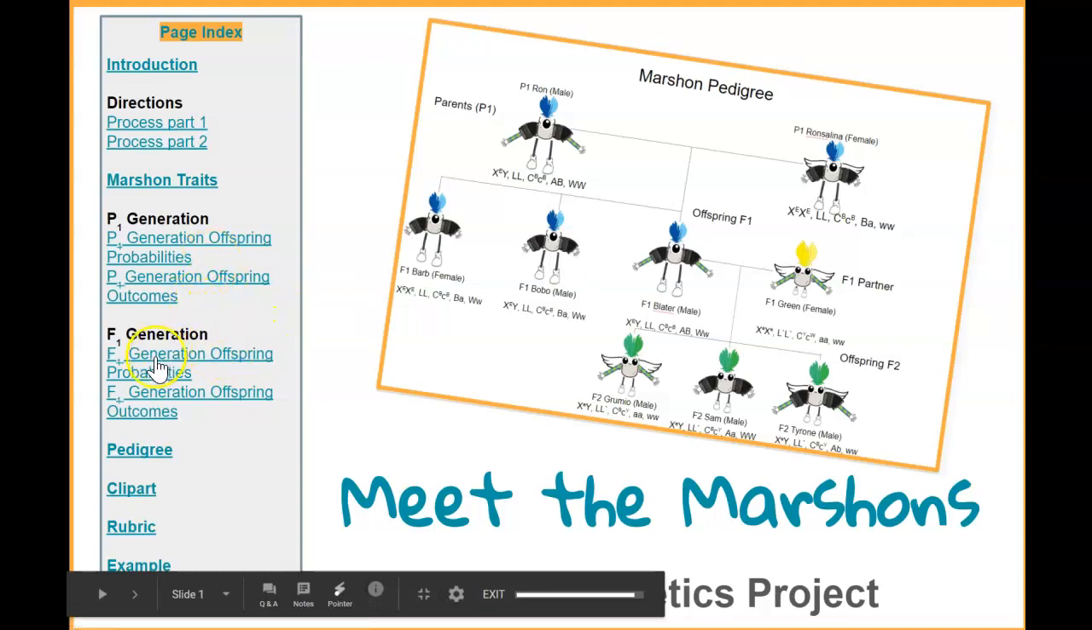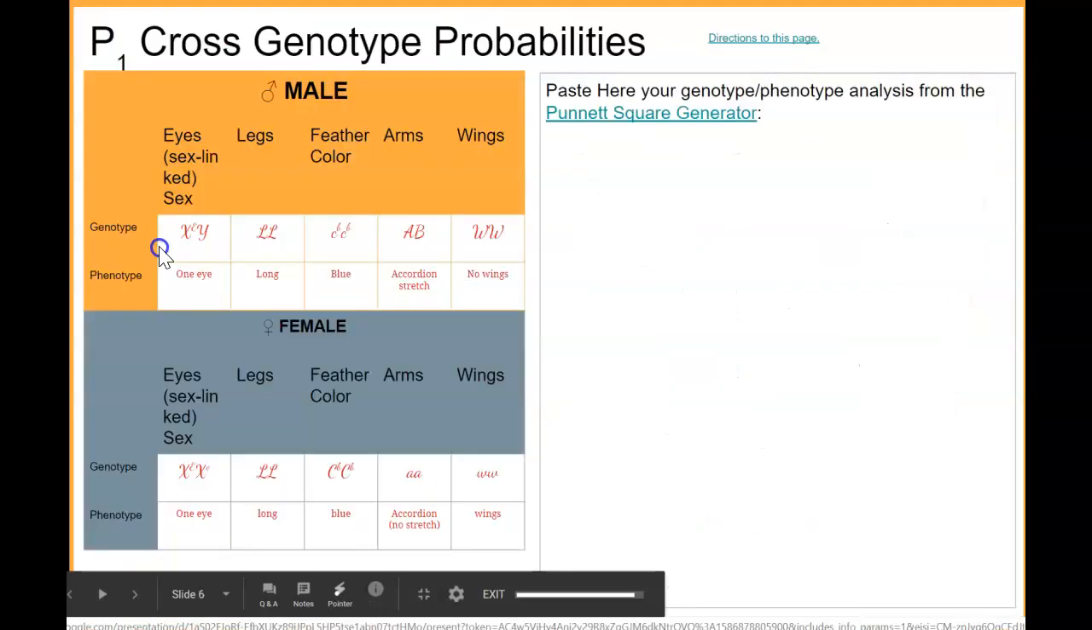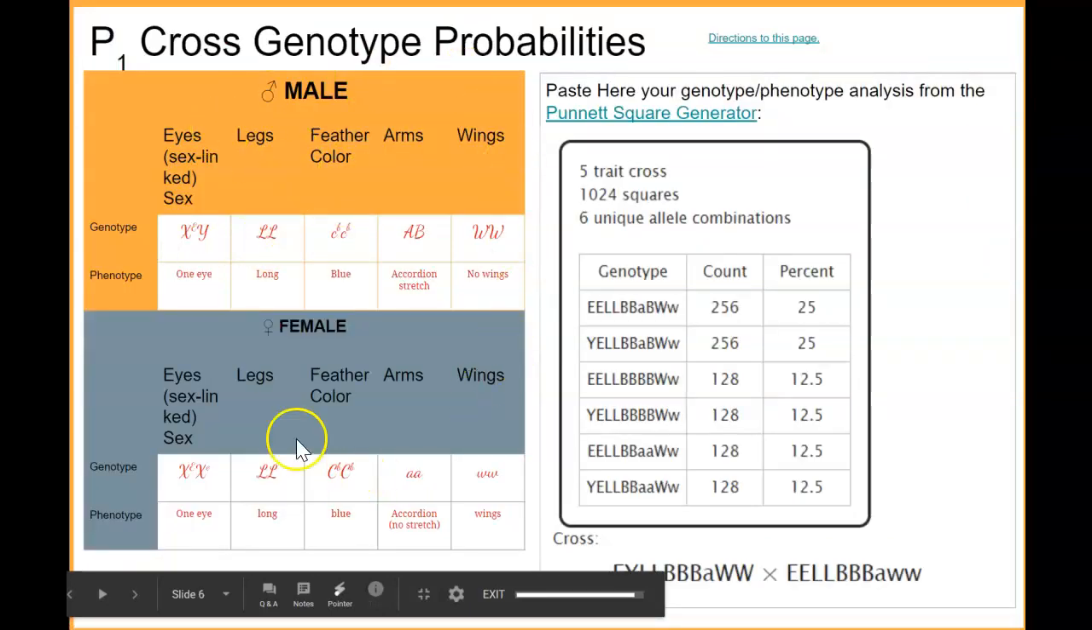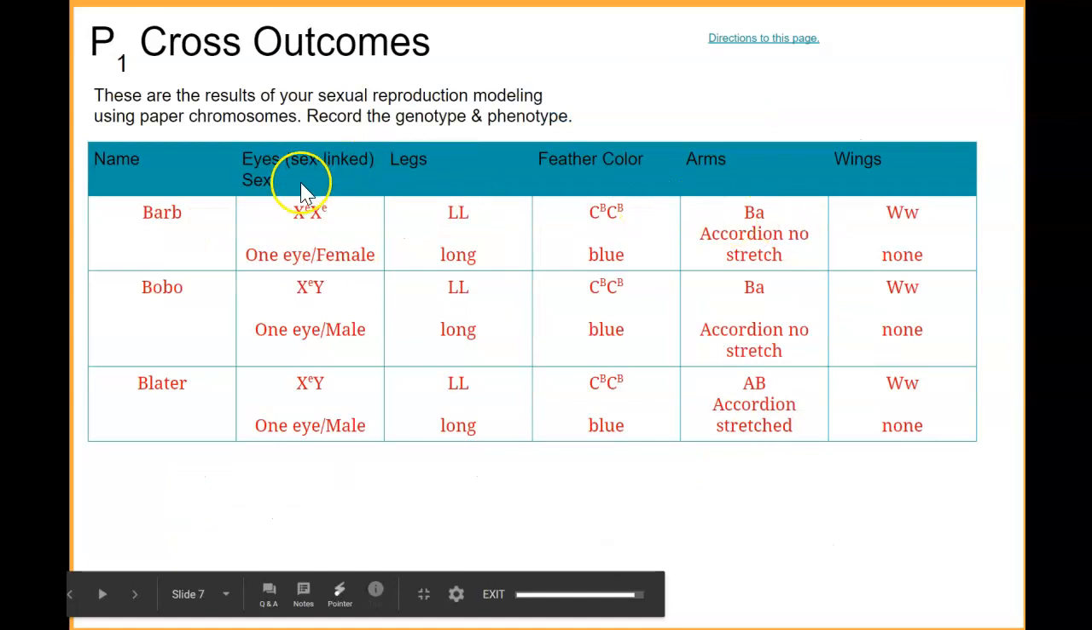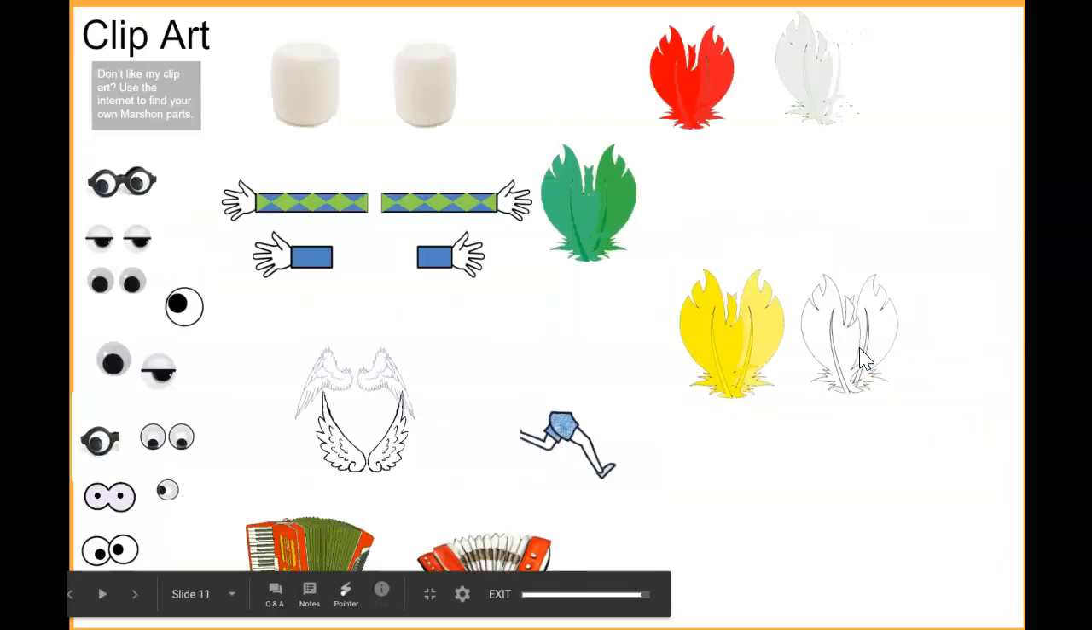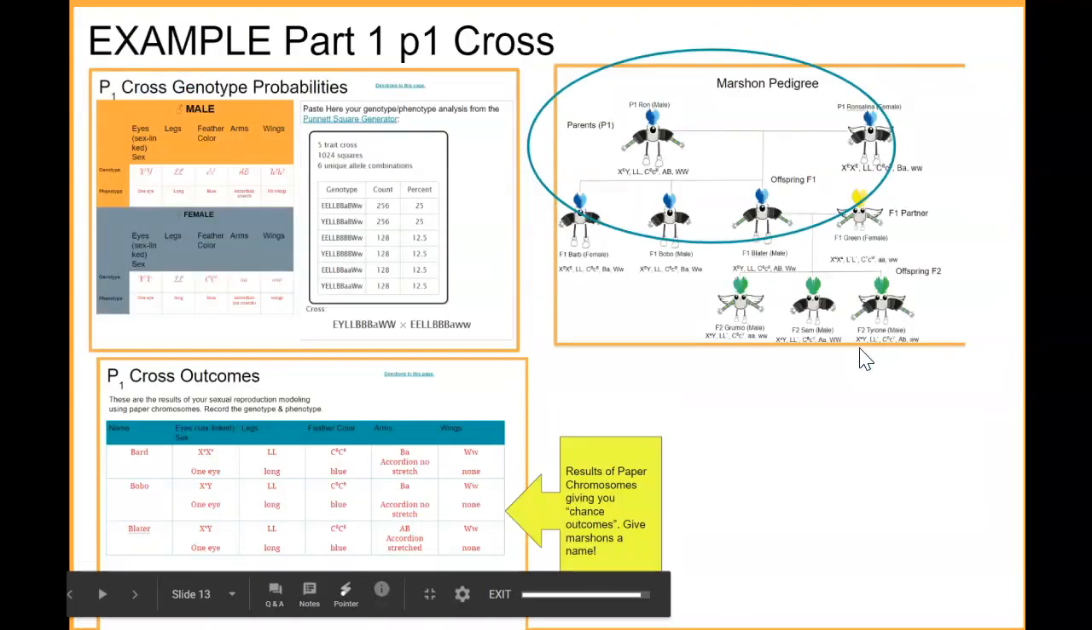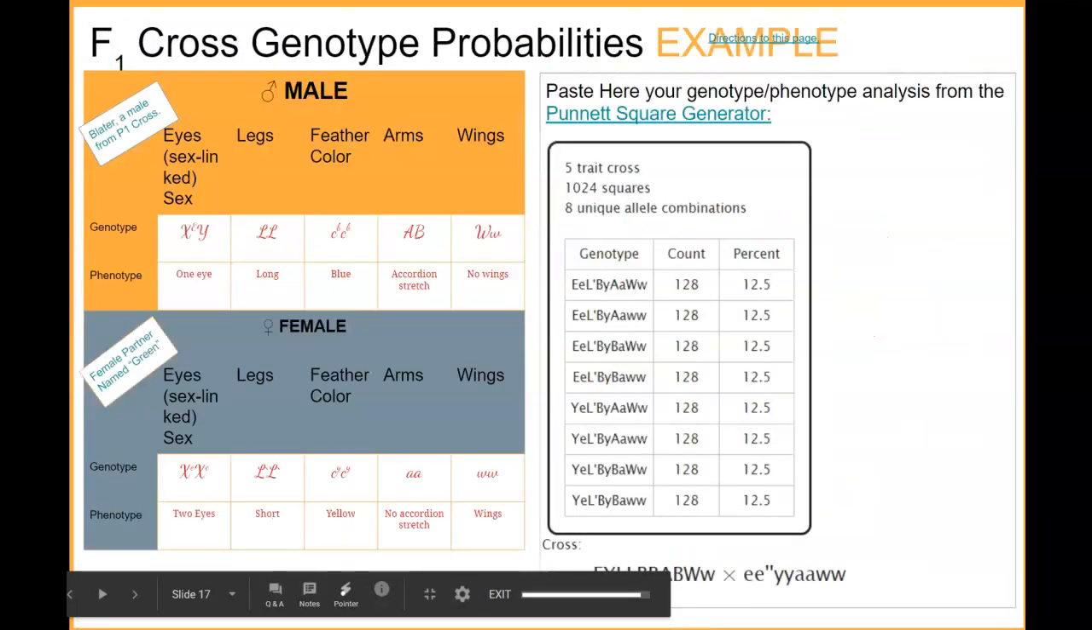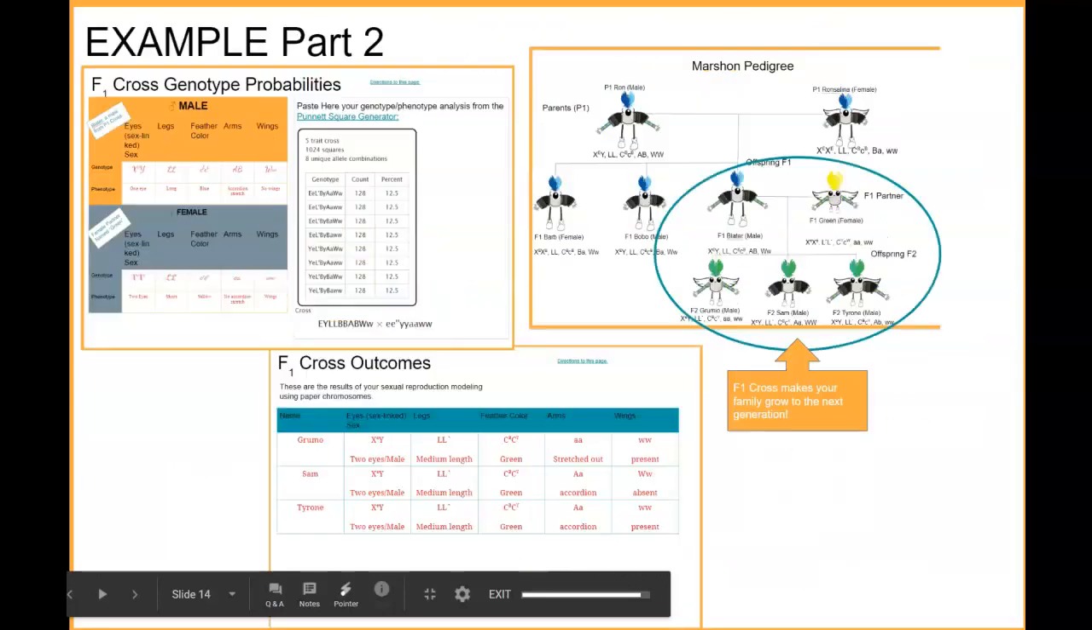And looking at the details, I have some samples already in here, but basically you're going to be figuring out genotype probabilities and typing out that information and getting information from a website, and then figuring out actual results, using some paper chromosomes and figuring out what the kids are. And in the end, what you're going to create is a family tree, and this is a sample from a previous class.